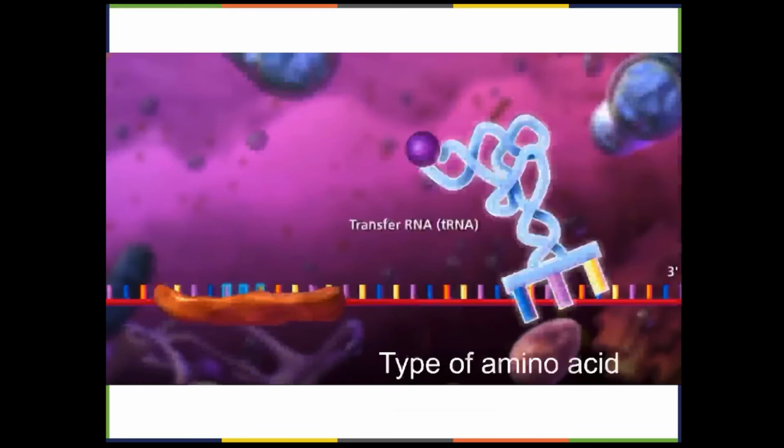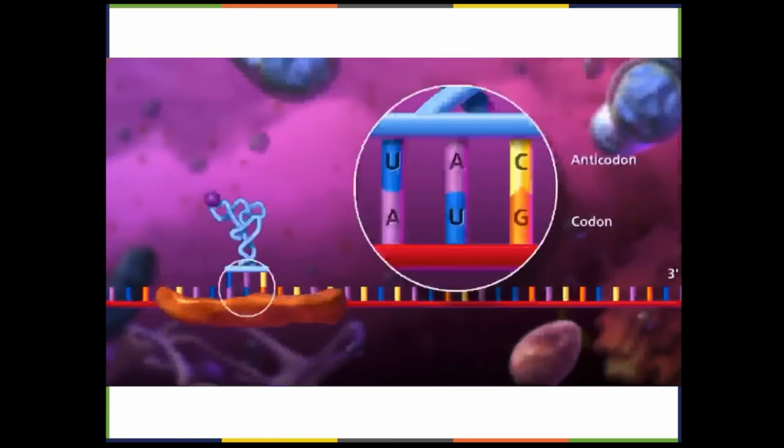Each kind of transfer RNA carries a different amino acid, and the amino acid that it carries is indicated by the triplet at the bottom of the amino acid. So it has a complementary base pair at the bottom of it, and that complementary base pair will match up with the codon. When they match up, that means that the transfer RNA will then give up its amino acid. We call the base pairs at the bottom of the transfer RNA anticodons, and those are complementary to the codons. So in this case, the codon is AUG and the anticodon is UAC.